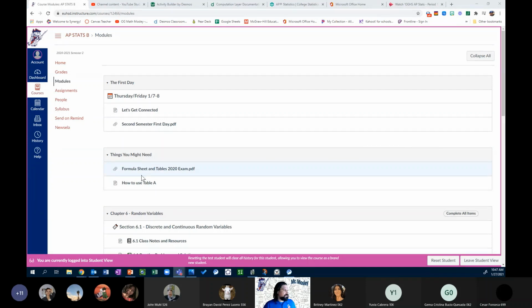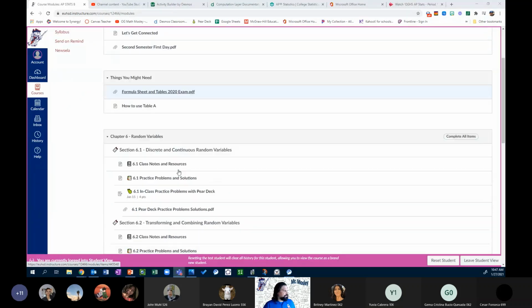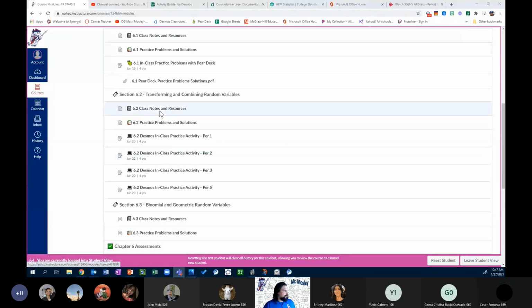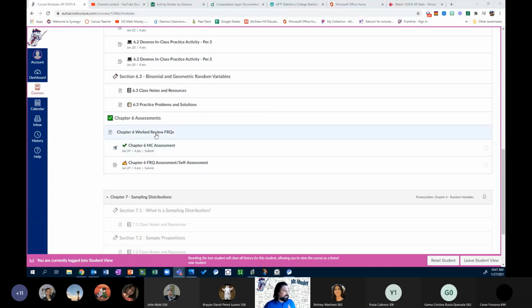And also we have that quick link to the formula sheet and tables, which includes table A and formulas that you will be provided when you take the AP exam. I'll be adding the solutions to our Desmos activity from last week shortly. Haven't done that yet, but I should have.